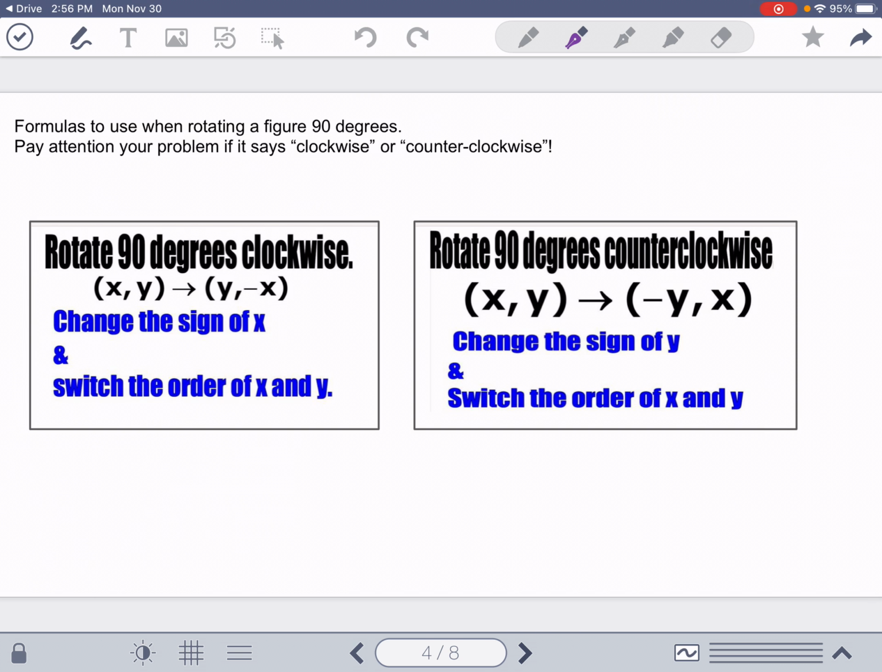So here are some formulas for rotating a figure 90 degrees. You want to pay real close attention to whether your problem says clockwise or counterclockwise, because that will make a difference. If you're rotating 90 degrees clockwise, you change the sign of X and you switch the order of X and Y. That would be your new coordinate. If you're rotating a figure 90 degrees counterclockwise, you change the sign of Y and you switch the order of X and Y.